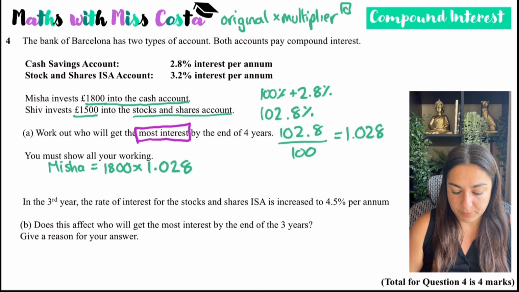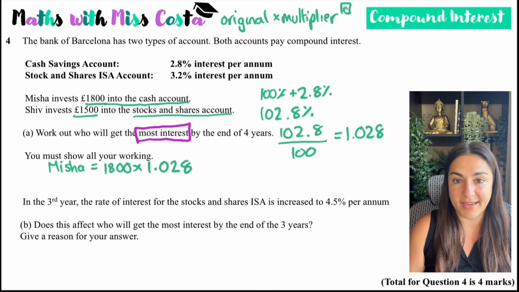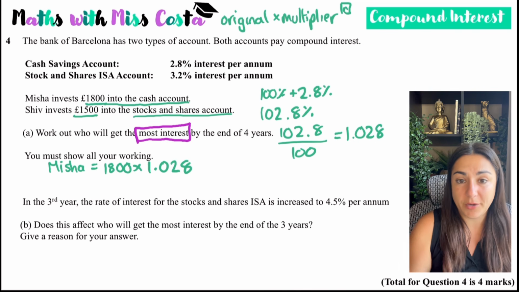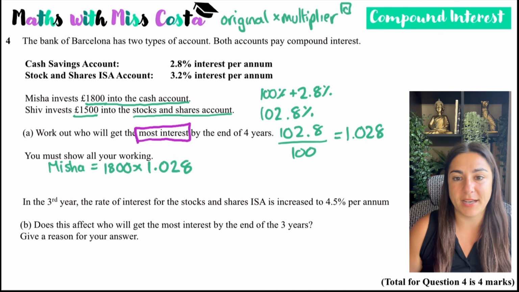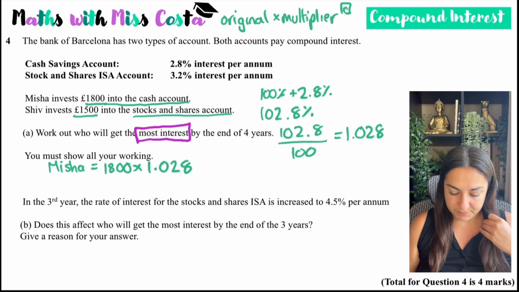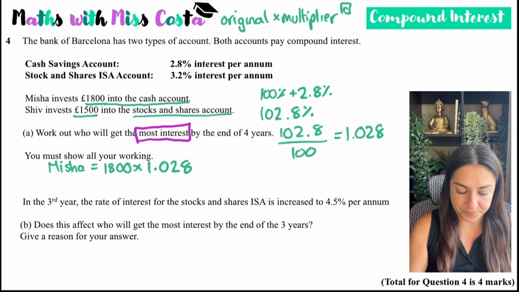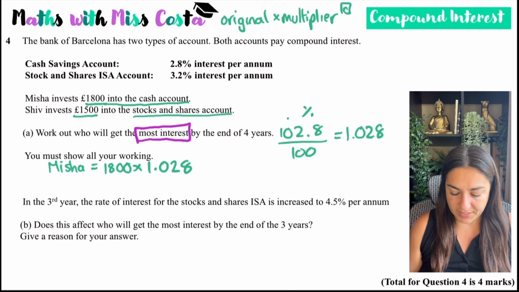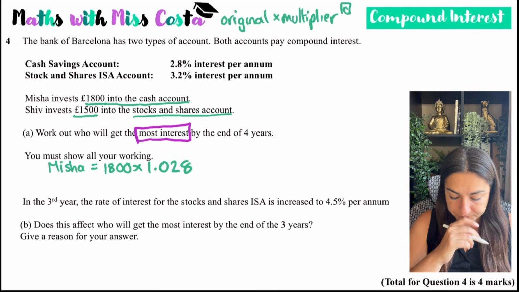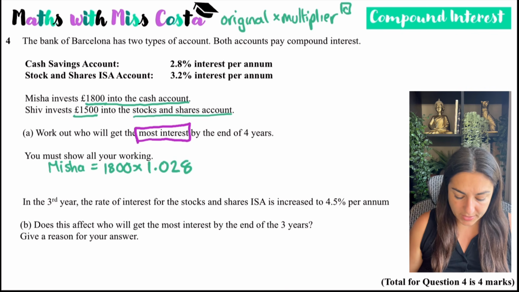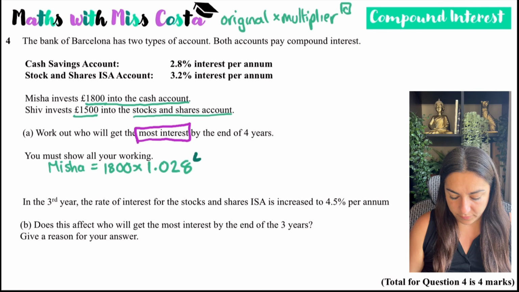1.028. Some people just use 0.28 because they're trying to work out 2.8%, and that's fine because here in this case actually we're only dealing with interest. But that would only work for 1 year. So just stick to the formula and work out your multiplier by starting with 100. So it's going to be to the power of 4.